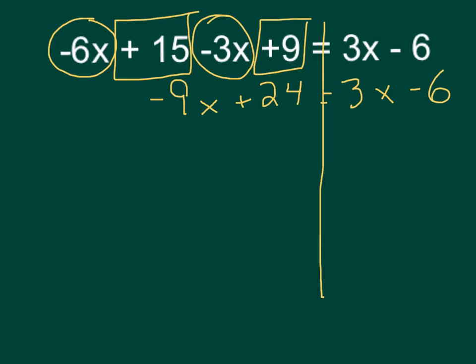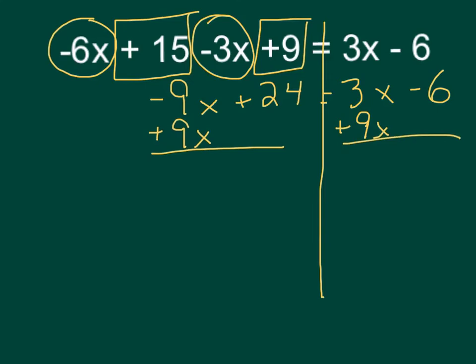Now it's time to start picking on the little guy. Well, we know that 9 is bigger than 3. But we need to remember that negative 9 is actually smaller than positive 3. So the negative 9x is the little guy. It's our small variable. So we need to move it to the other side of the river. And we're going to do that by adding 9x to both sides of that equal sign. So I plus 9x to the left, I plus 9x to the right.